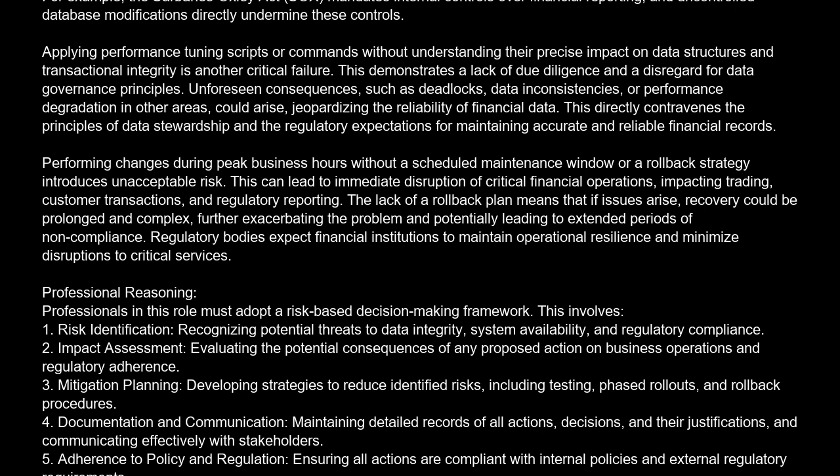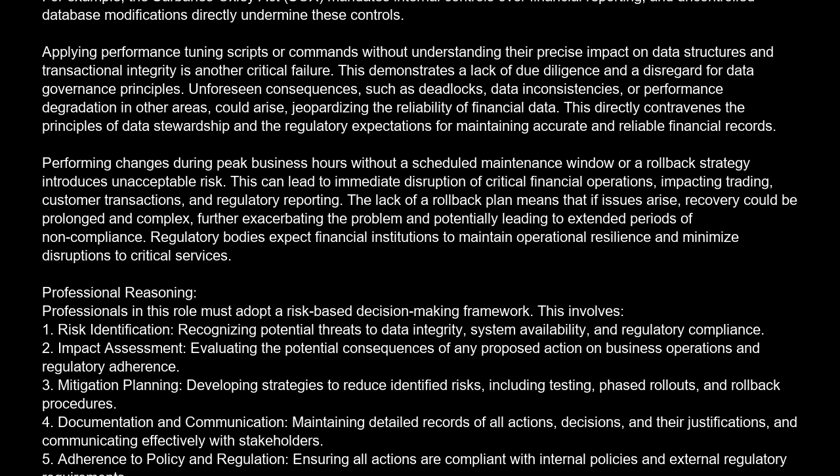Performing changes during peak business hours without a scheduled maintenance window or a rollback strategy introduces unacceptable risk. This can lead to immediate disruption of critical financial operations, impacting trading, customer transactions, and regulatory reporting. The lack of a rollback plan means that if issues arise, recovery could be prolonged and complex, further exacerbating the problem and potentially leading to extended periods of noncompliance. Regulatory bodies expect financial institutions to maintain operational resilience and minimize disruptions to critical services.